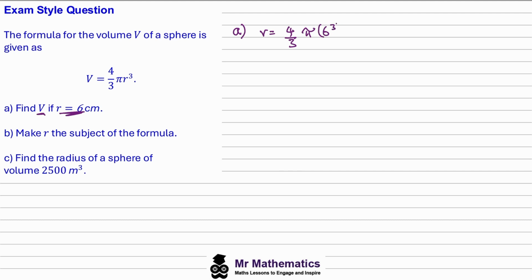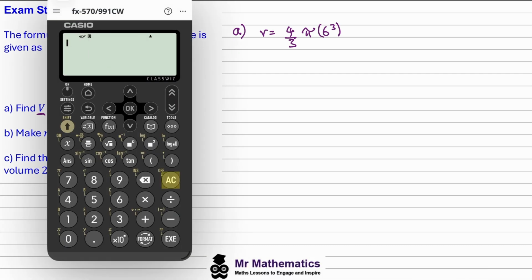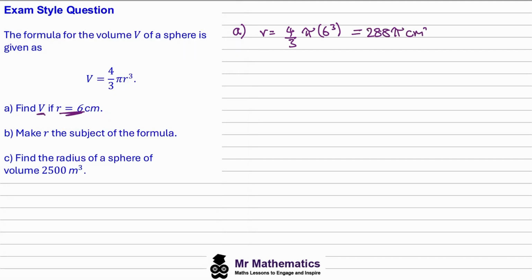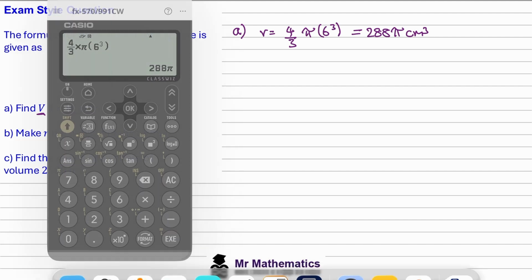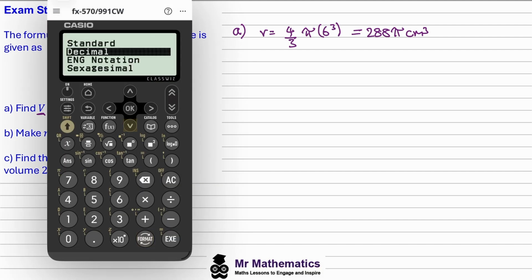And I'm going to write this 6 cubed in brackets. On our calculators, we'll have a fraction of 4/3 multiplied by pi. And then in brackets, we'll have the 6 to the power of 3. And we get 288 pi centimeters cubed, or as a decimal, approximately 904.8 to 1 decimal place.